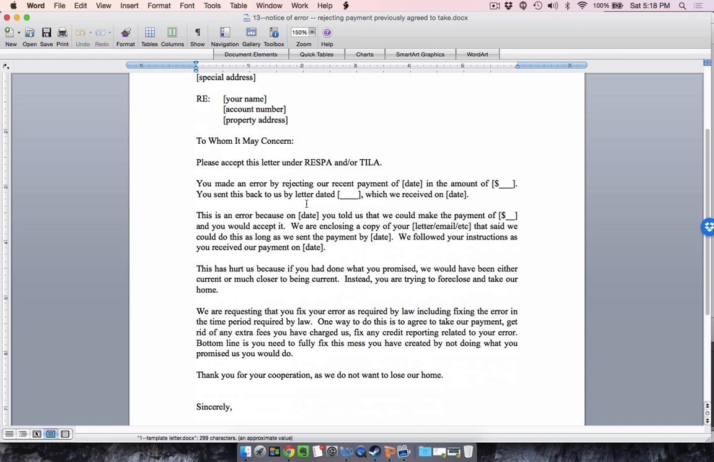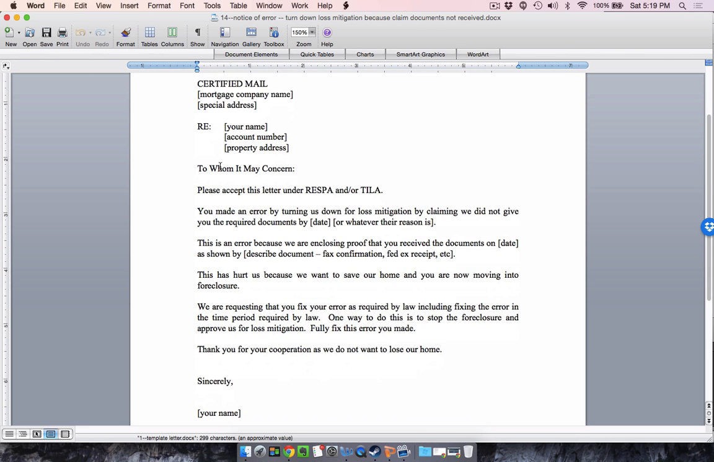So you document this. Going back to this letter, this is an error because on whatever date, you told us we could make a payment of whatever amount. You would accept it. Here's a copy of the letter, the email that said we could do this. We complied with it. And see, if you had followed what you were telling us to do, Mr. Mortgage Company, we would be current or reinstated or closer to being current. And now you're trying to take our home. So we want you to fix this. Okay, and again, fully fix it.